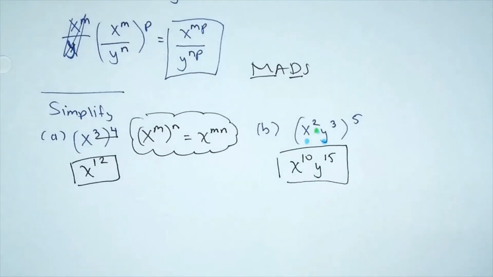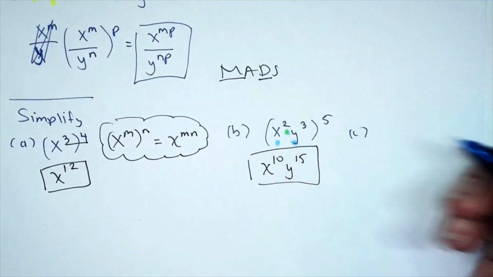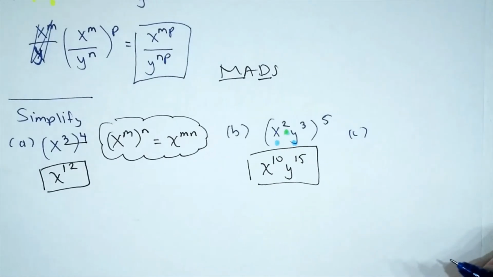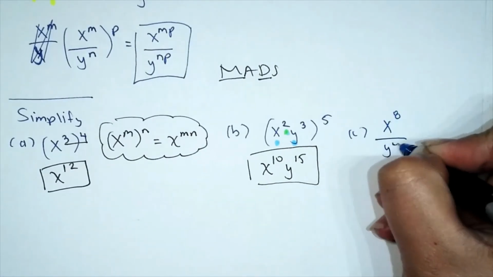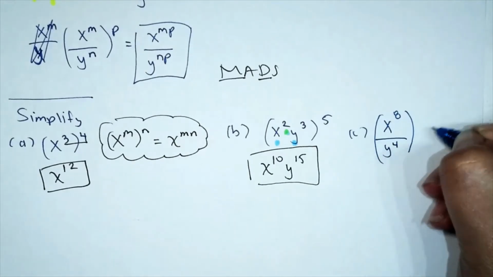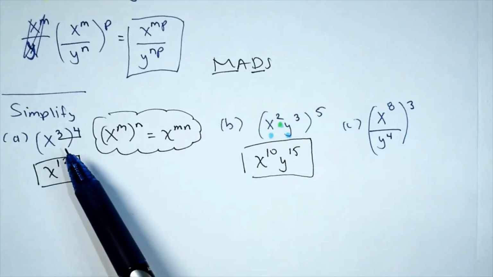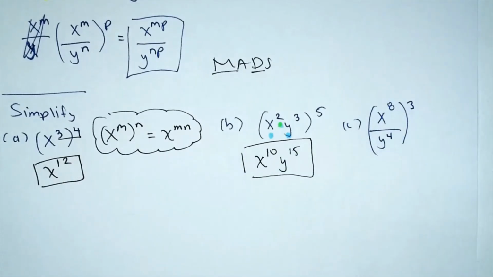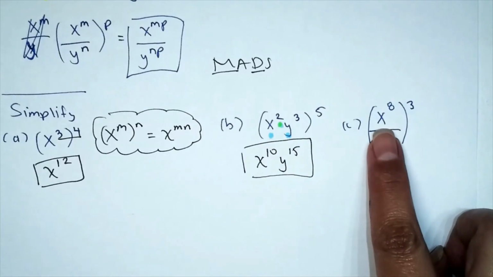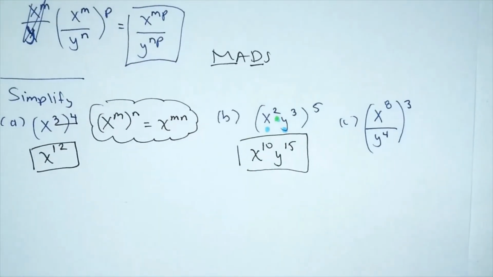For the grand finale, we're almost done, guys. Trust me. Problem C. Where am I? So we have x to the 8th over y to the 4th, and we're gonna raise that to the 3rd power. So again, if you're cool with the first one, you're going to be cool with any problem involving the power rule. We're just going to apply the power rule to the top, and then we'll apply the power rule to the bottom.